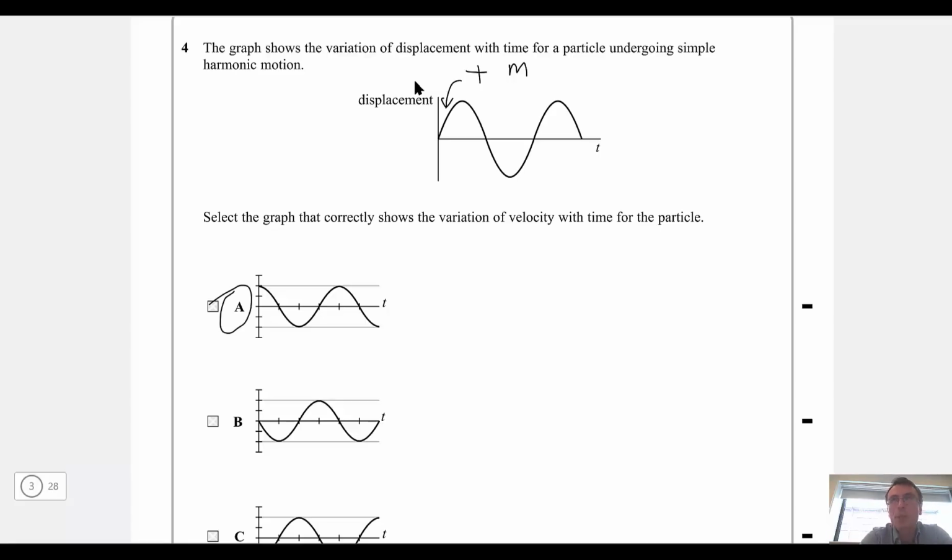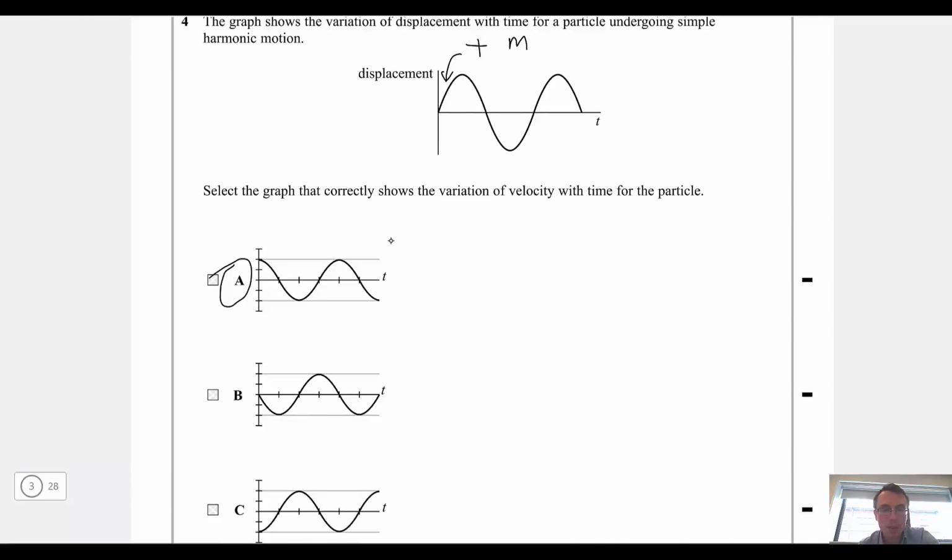If you're doing maths, you can just think, okay, what type of graph is this? It's a sine graph. The velocity is the derivative of the displacement. So the derivative of sine is just cos. Okay.